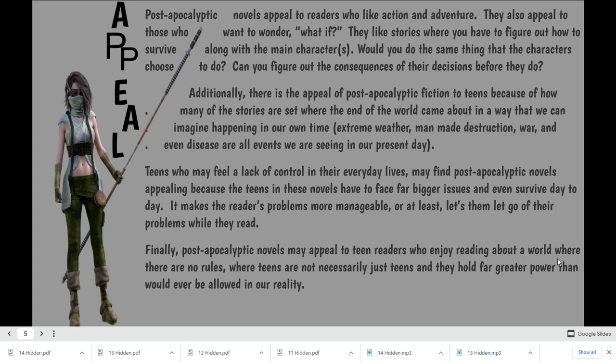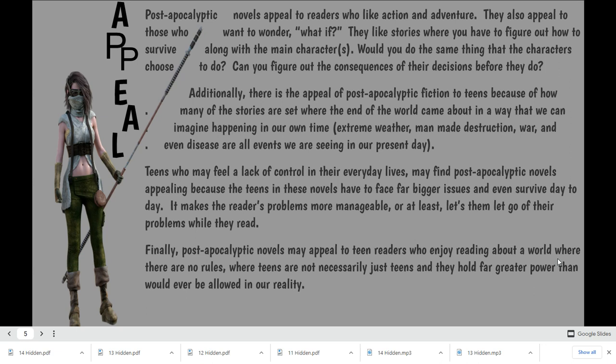Additionally, there is the appeal of post-apocalyptic fiction to teens because of how many of the stories are set where the end of the world came about in a way that we can imagine happening in our own time. So maybe catastrophic or extreme weather or man-made destruction, war, or even disease that we could see in our present day happening in a fiction novel.